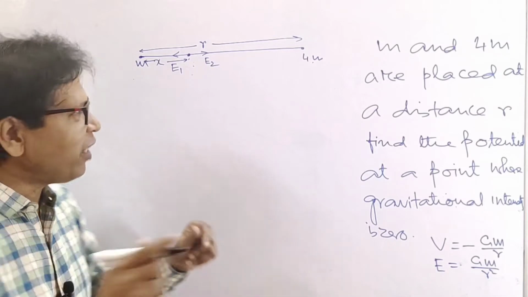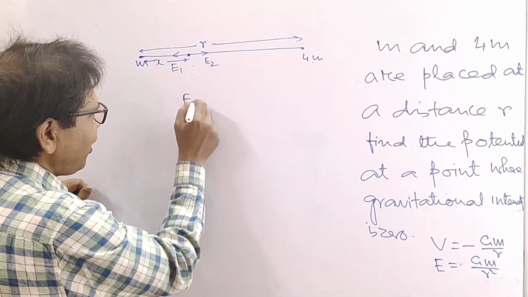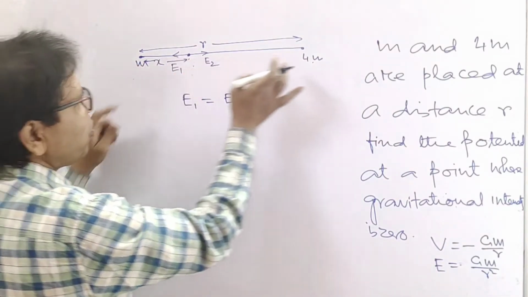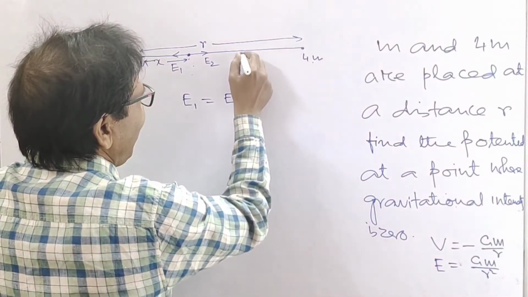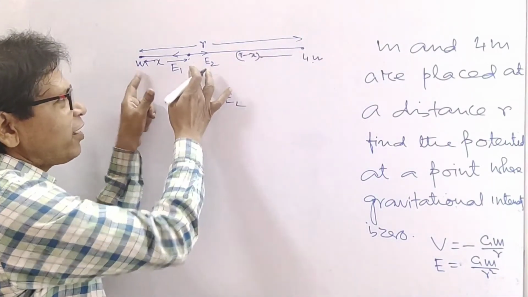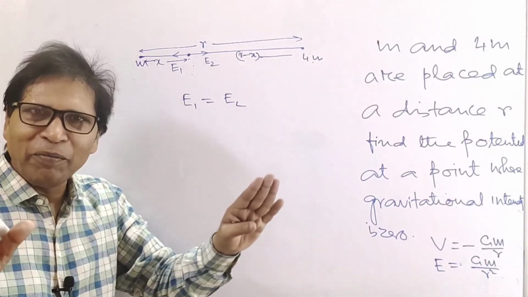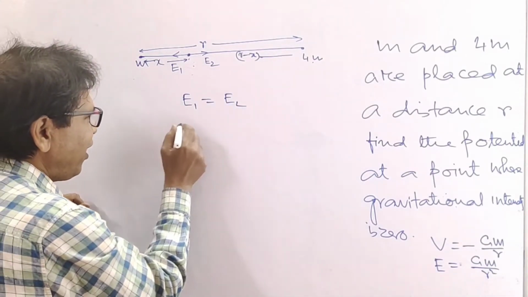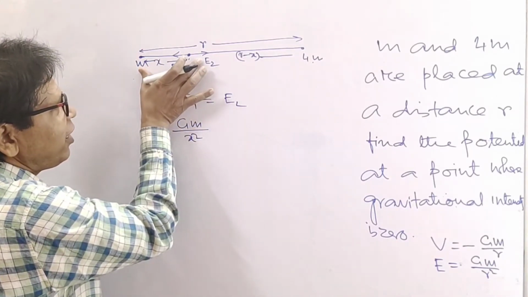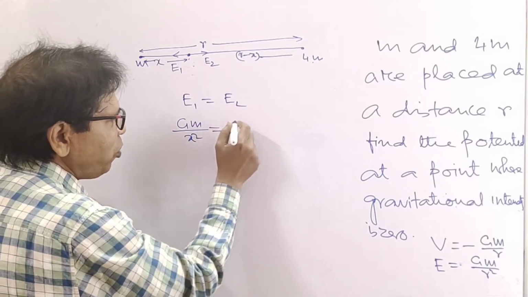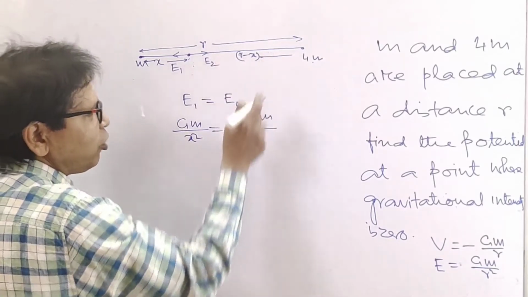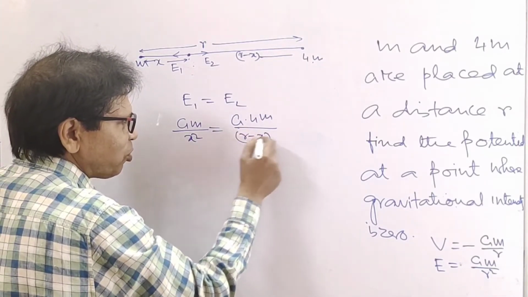If E1 equals E2, the gravitational intensity at this point becomes 0. Understood? So look at this. First of all, E1 equals E2. We take this distance x, so this distance is obviously r minus x. Total distance r. This is x, so this is r minus x. No problem. E1 is GM divided by distance square, so this is x square. Now E2 is G times mass 4m divided by this distance square, so this is r minus x whole square.